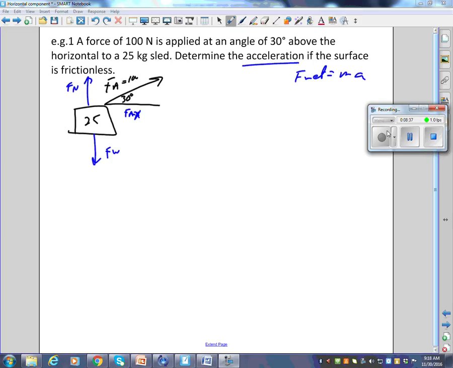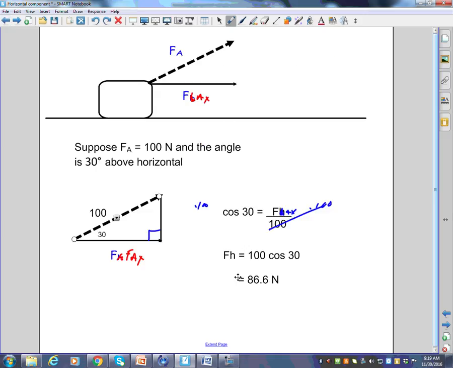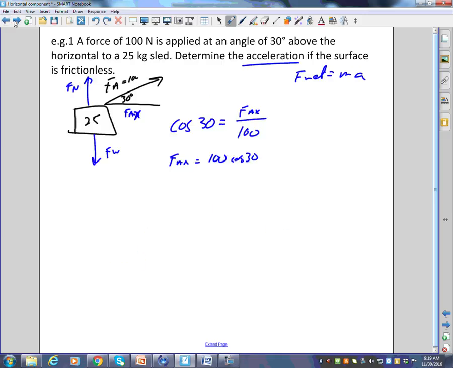So we're going to write cosine 30 is adjacent, FAX, over the hypotenuse, which is 100. I think this is exactly the same numbers we had before, is it not? 100 cos 30. Is it not exactly the same? It's exactly the same. 86.6. Notice how I'm showing my work, kind of lining up my equal signs, putting it as a little step on its own, and then I'm going to write F net is equal to FAX.